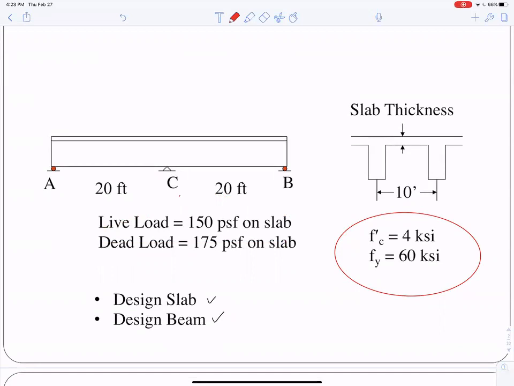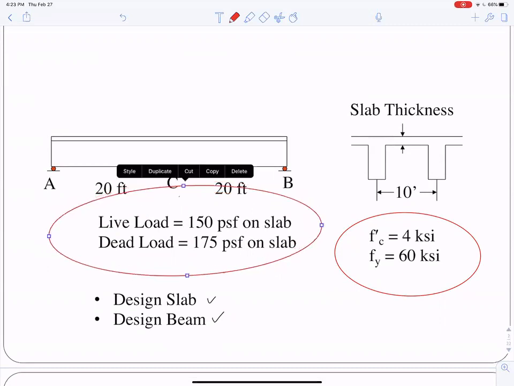These loads are actually pretty large. We have a live load of 150 PSF and a dead load of 175 PSF. That's huge. To be honest, those are made high so that the slab steel will be above the minimum.